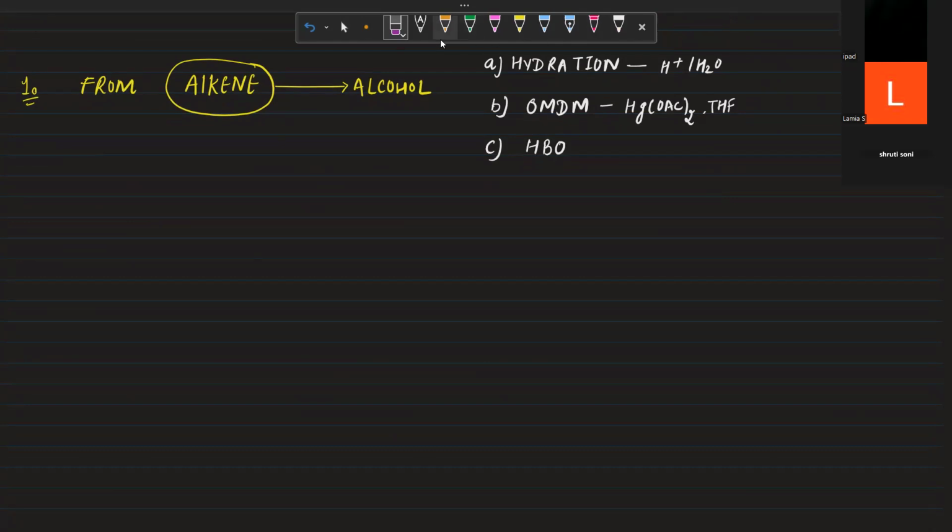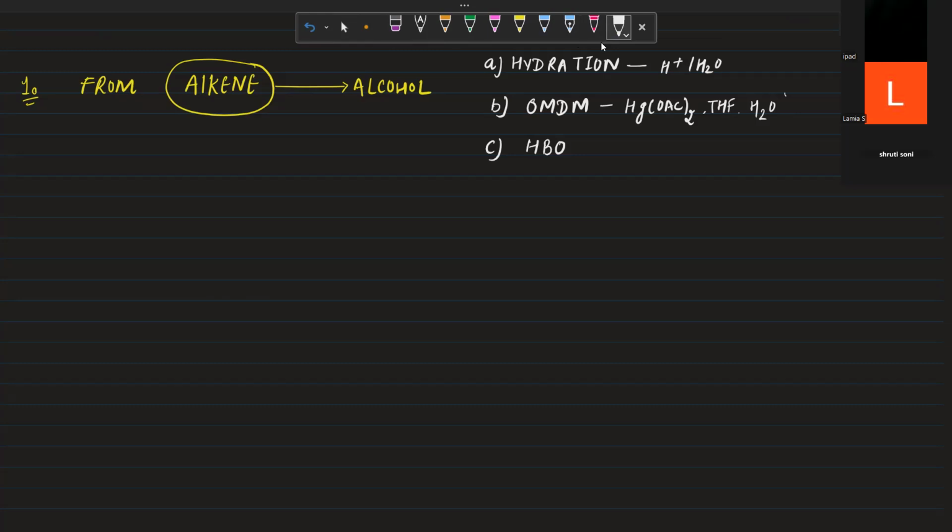So for this one, tell me. I think there's peroxide. H2O2. Oh wait, I thought that was for hydroboration oxidation. Is it for both? No. Here only H2O will come. And H2O, and one more thing.